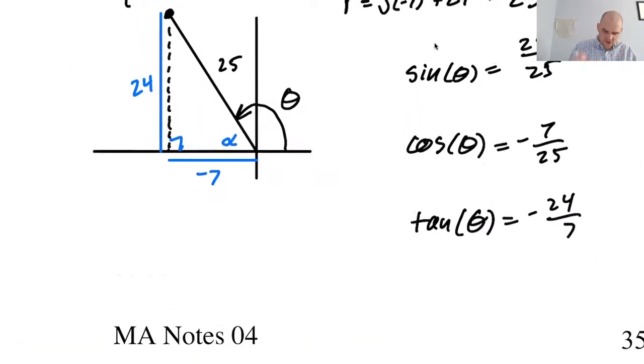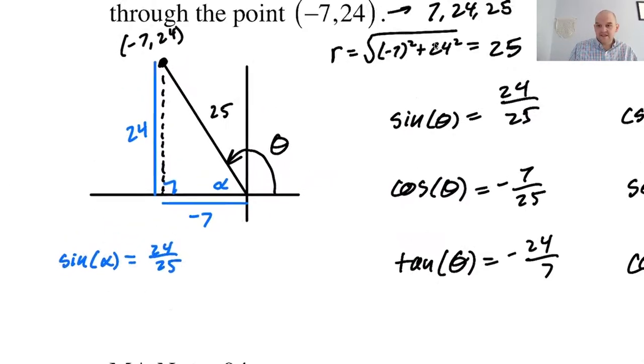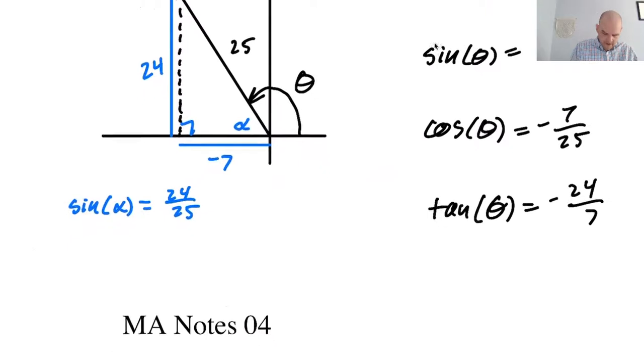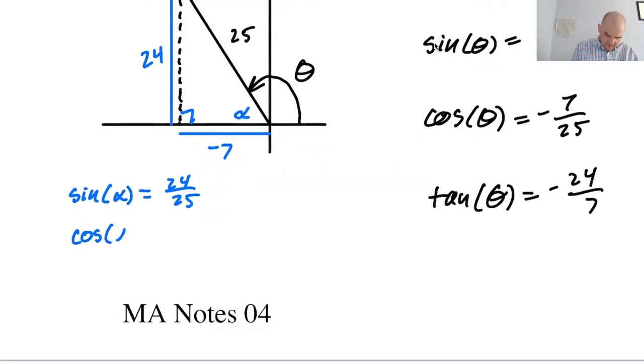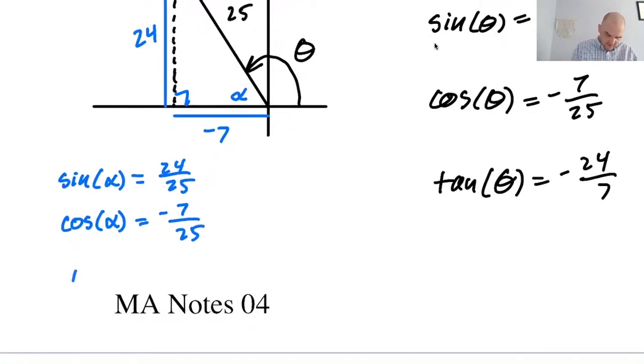So if you look at this triangle and somebody asks, in this triangle, what is the sine of alpha? The sine of alpha would be 24 over 25, which is exactly the same as the sine of theta that we got. If I look at cosine of alpha, it's going to be adjacent, which is -7, a directed distance, over 25, which is exactly what we got. Tangent is going to be opposite over adjacent, so it's going to be 24 over -7, and you can go from there.